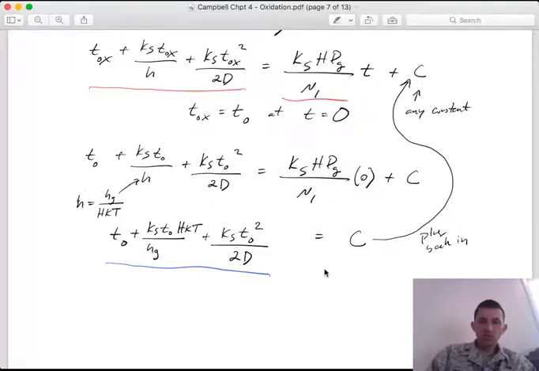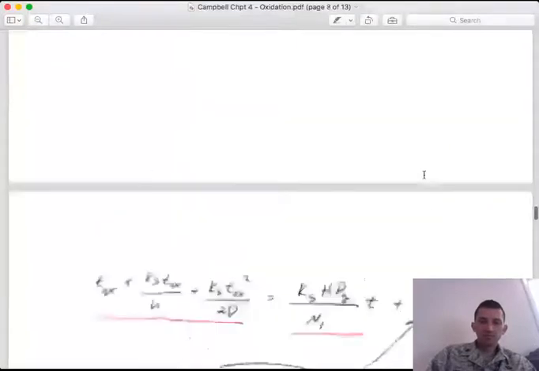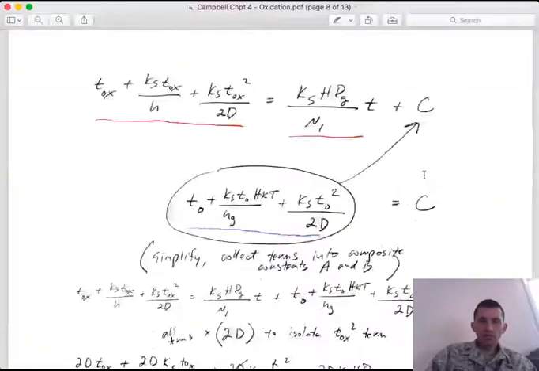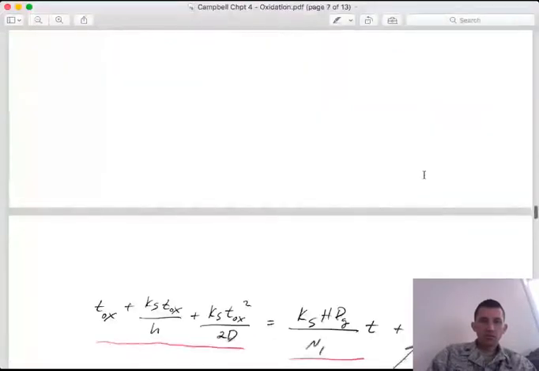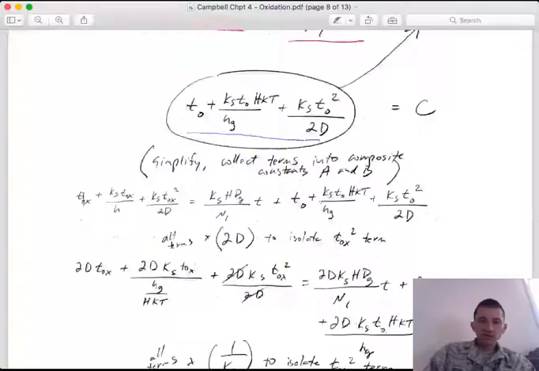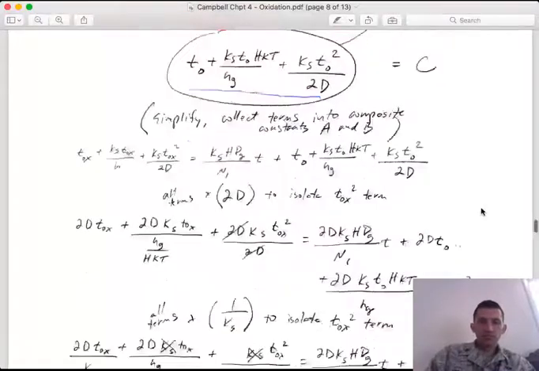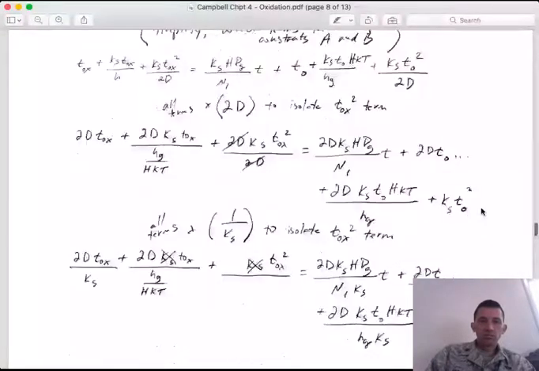So we'll take that C that we found by applying our boundary condition, and we'll plug it back in for the C that we had above. Let me rewrite it down here, make sure I didn't make a mistake, K S, yes. So I basically rewrote that twice. We'll plug in for C here, which gives us this expression. And now it's just an exercise of solving for T ox.